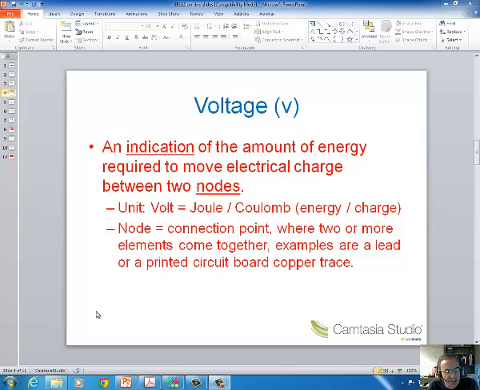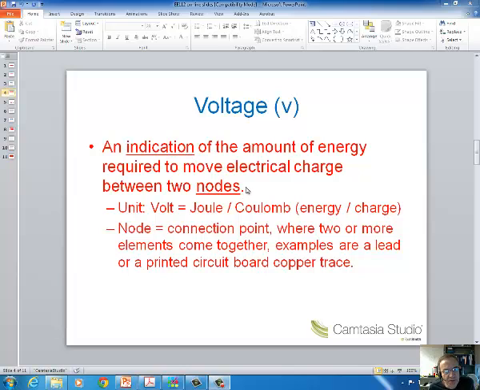First, indication. You see, voltage doesn't directly equate to energy. But as you can see from the units here, the unit of voltage is the volt, and a volt is a joule per coulomb. So voltage is energy per unit charge. That's the reason for the term indication.